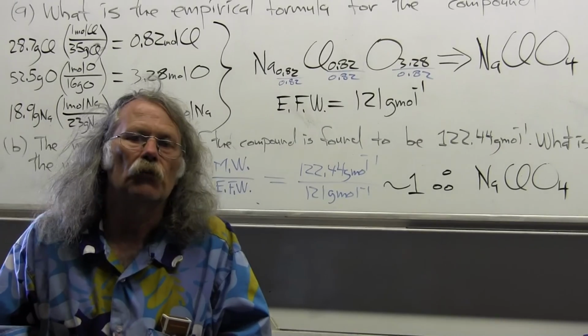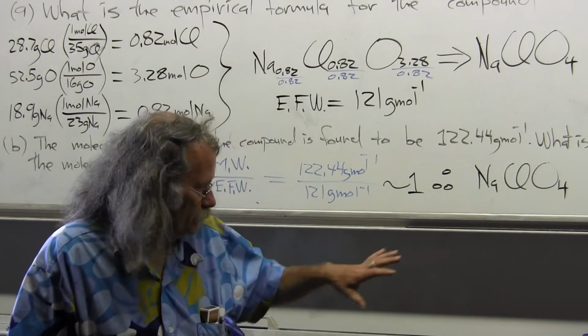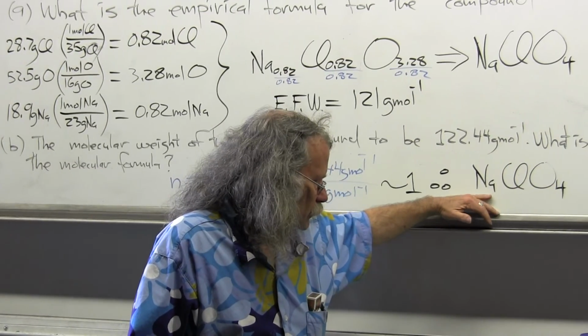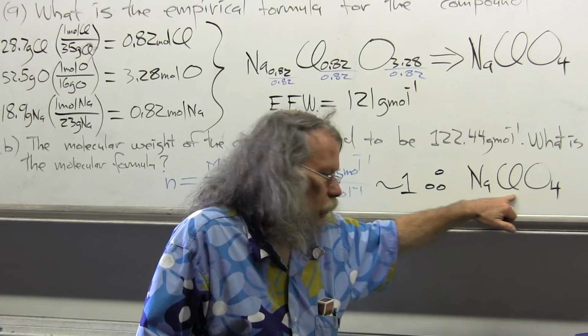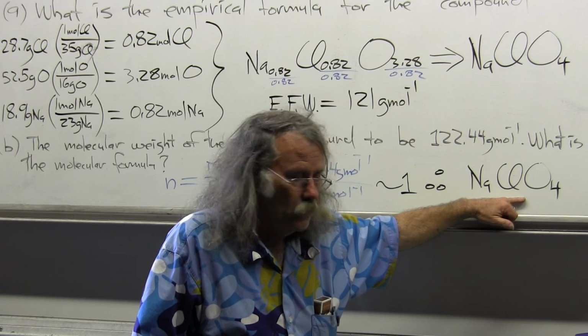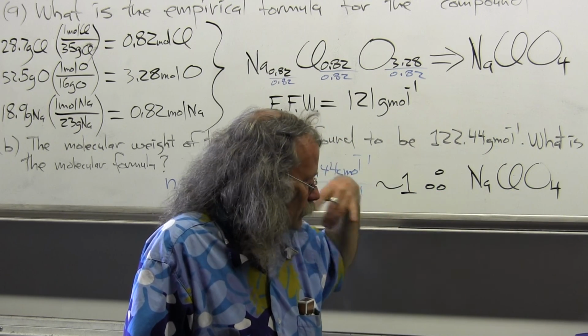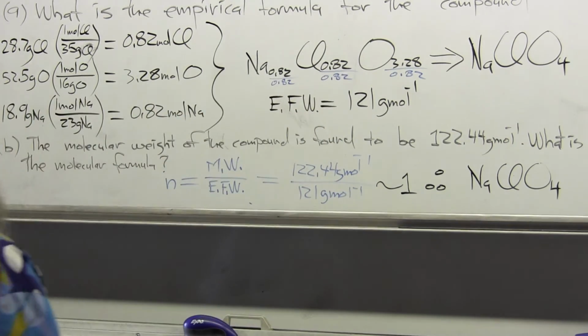What would that be called? And in case you give it a second, this would be sodium. And this is one of the oxyanions, chlorine. And this is the one with the most oxygens. So this is sodium perchlorate. Okay. That's it.